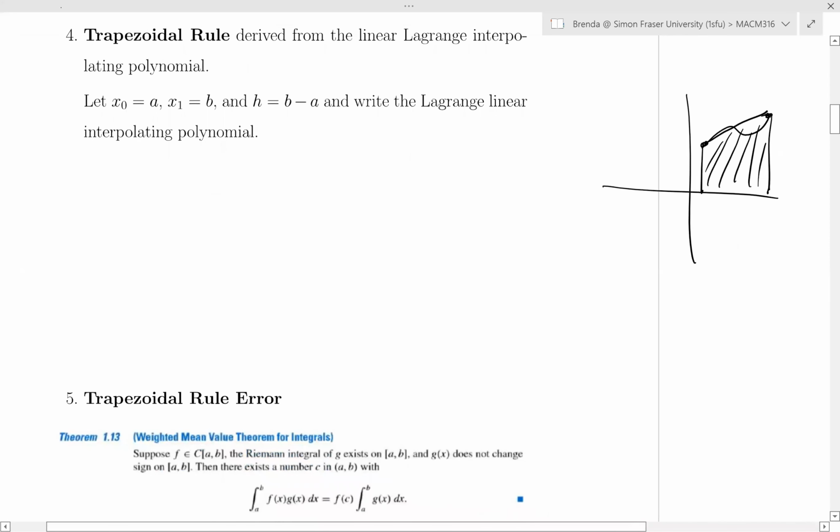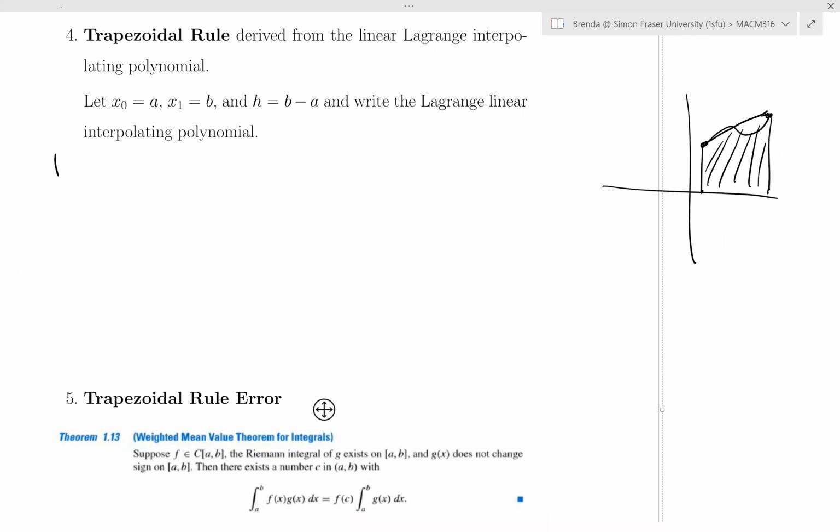We have a function under which we want to find the area. We are going to interpolate that with a linear polynomial written in the Lagrange format, looking like this.